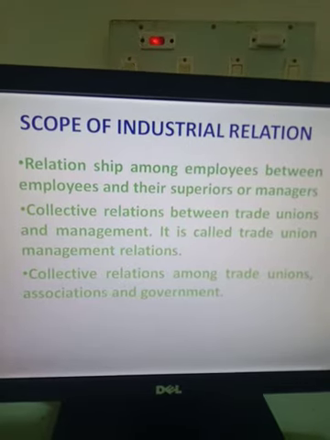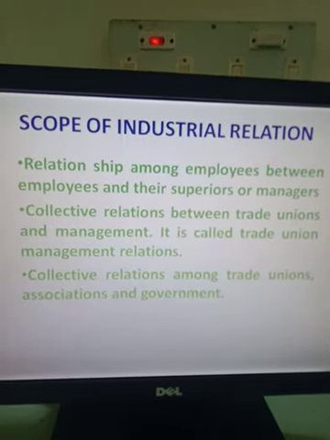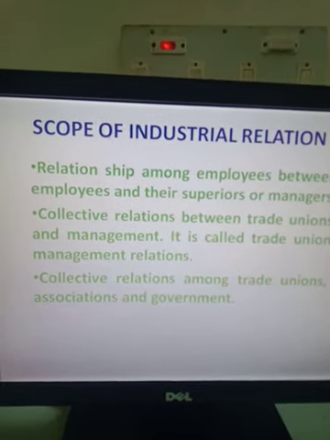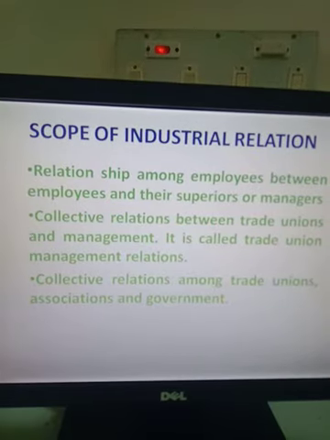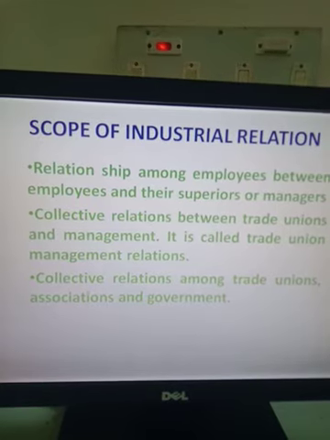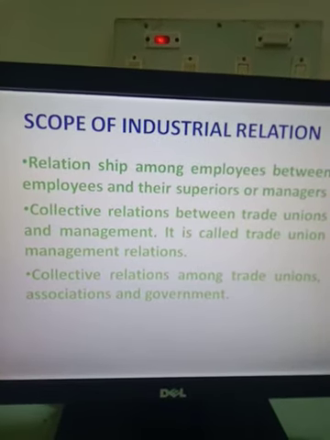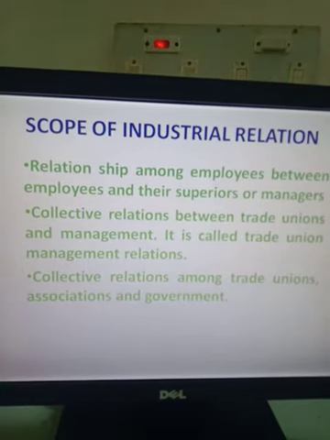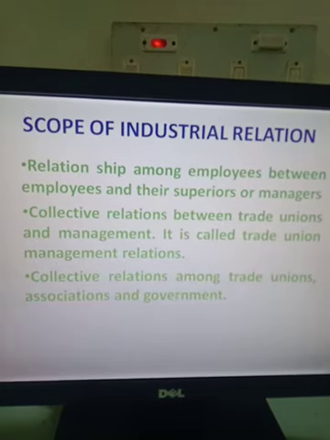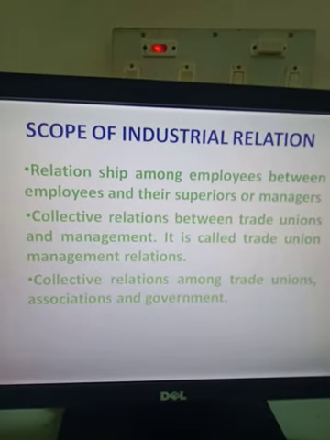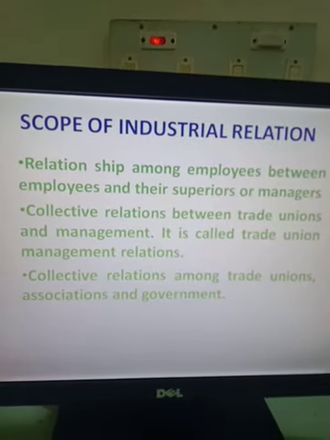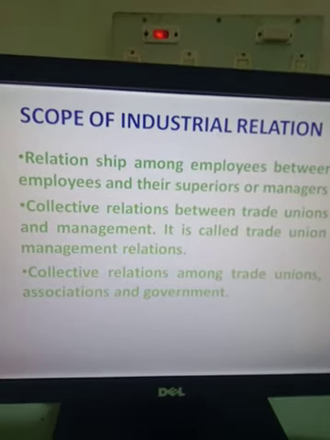And also the collective relations among trade unions, associations and government. For example, an association has a president, who is the president of the union, and the unions go there and tell their problems to that particular department. So the trade unions form an association and they will send their problems to the government if the management is not listening to their problems. So these are the collective relations among trade unions, associations and government.